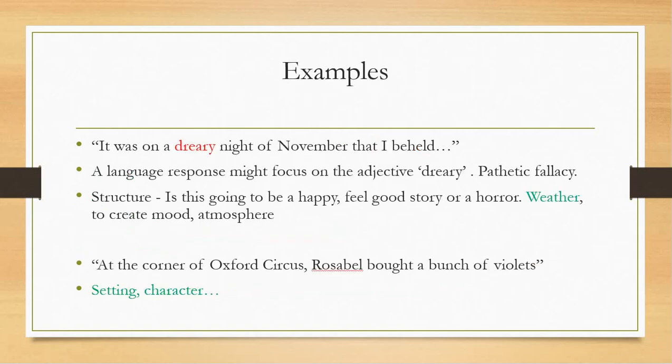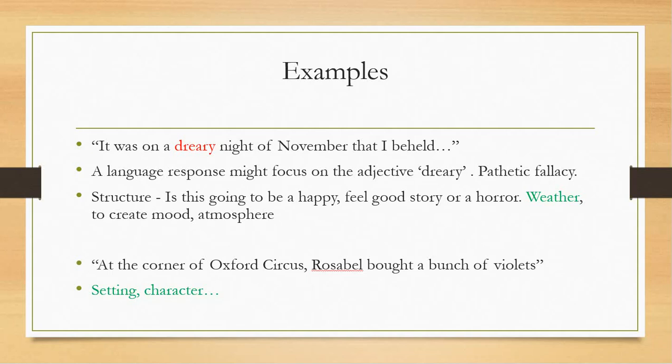So an example. It was on a dreary night of November that I beheld. Famous line from a famous story. If we were looking at language, how does the writer use language? We might talk about the adjective dreary. We might talk about how the writer uses pathetic fallacy. But structure. So the writer's talking about the weather. Is it going to be a happy, feel-good story? Or is it looking like a horror? It was on a dreary night of November. So the writer uses the weather to create a mood and atmosphere. He's using the weather to create a sense of danger.